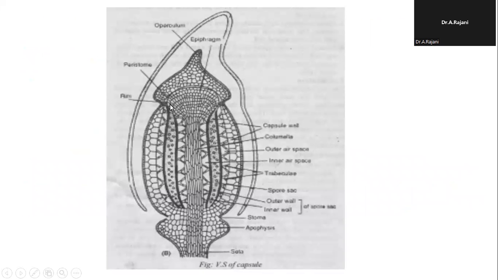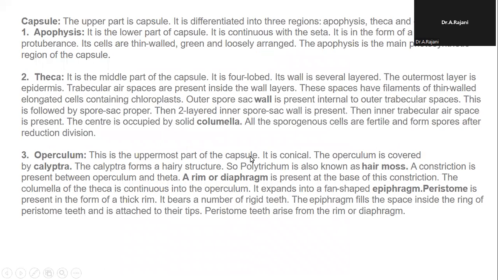So here you can see this is a rim through which this operculum layer is attached. Now below, this is the basal part of the region here. This forms the peristomal teeth. Now this peristomal teeth, they are helpful for the proper fixing of this operculum to the capsule region or to the theca region.